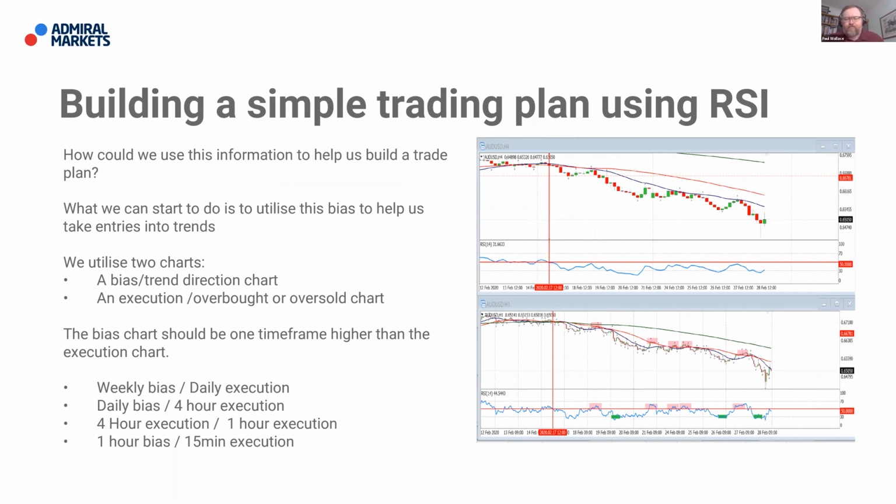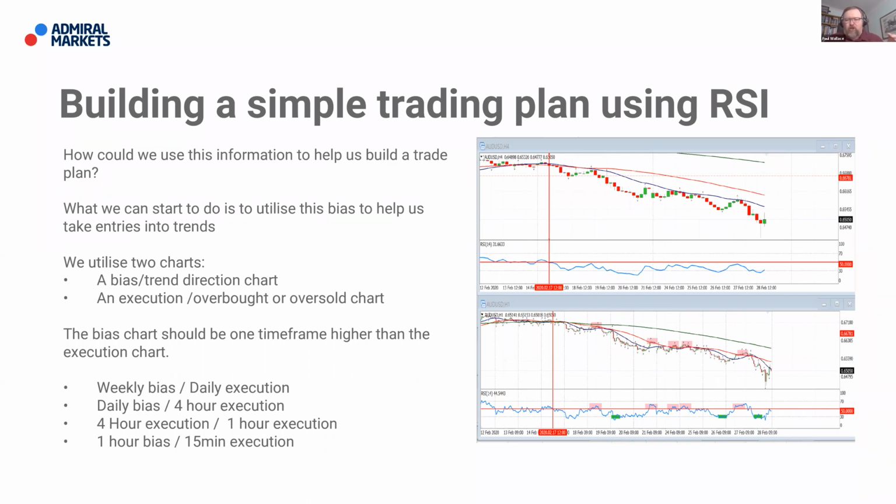So how can we use this information to help us build a trade plan? What we can start to do is utilize this bias to help us take entries into trends. We're going to use this information to help us build a very small pullback trading plan, an opportunity for us to look to enter trends on pullbacks as they unfold and develop.